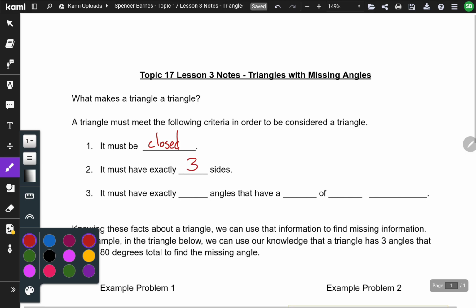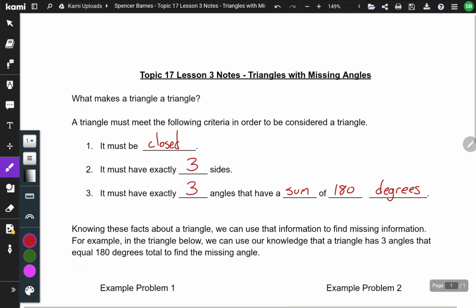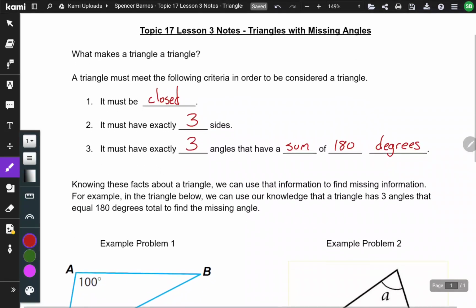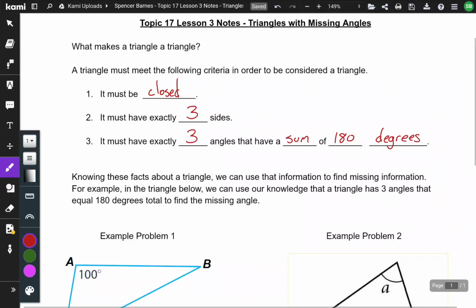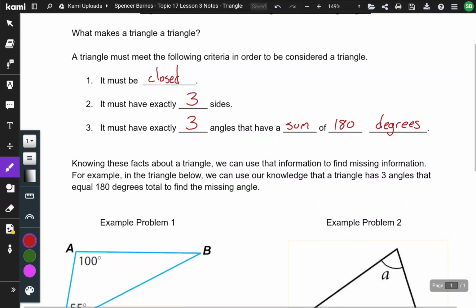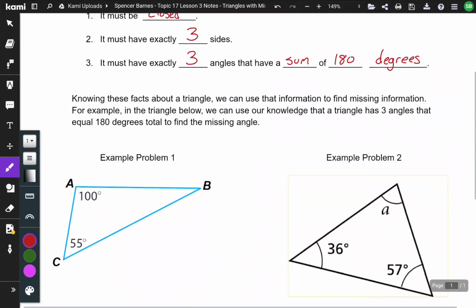And then finally, it has to have exactly 3 angles that have a sum of 180 degrees, which means if I add up the measure of all 3 angles, I get a total of 180 degrees. Once it's met all 3 of those criteria, we know for sure that it is a triangle. So knowing these things about a triangle, we can use that information to find missing information.